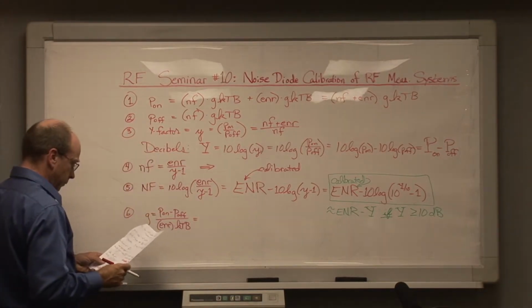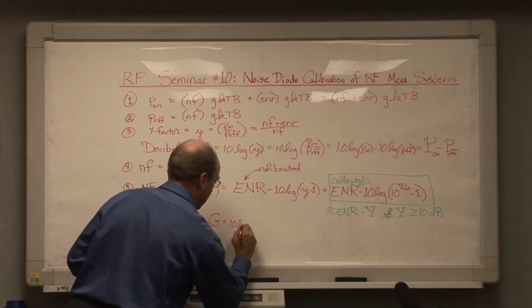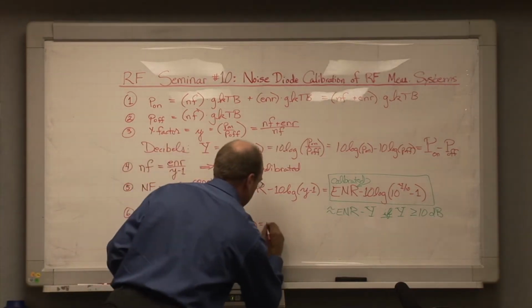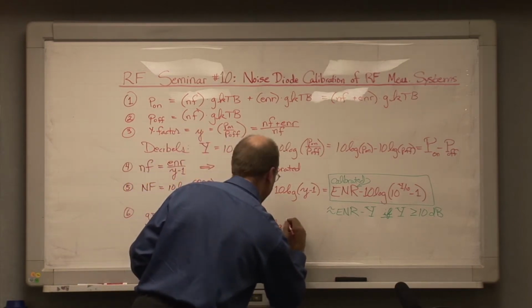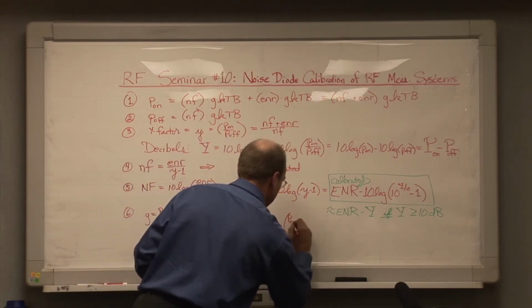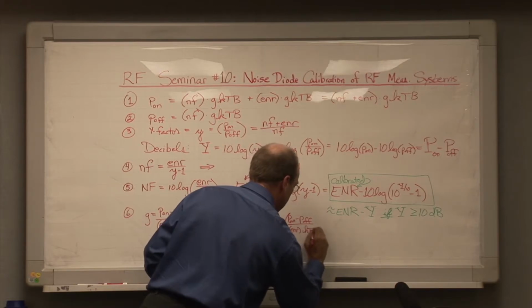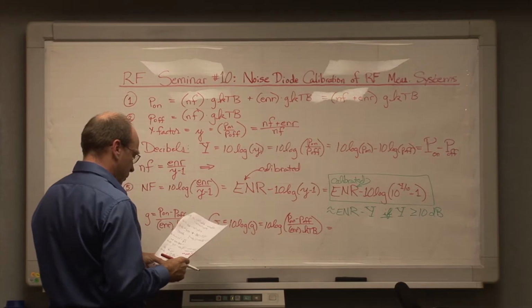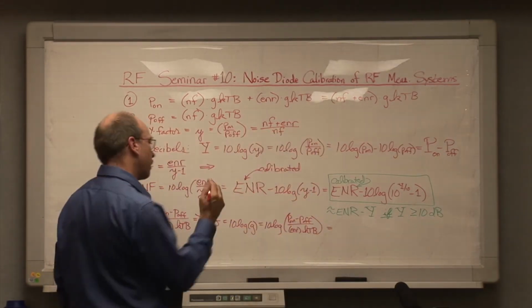And that implies that the decibel gain, which is 10 log of the linear gain G, is just 10 log of (P on minus P off) divided by ENR times KTB, and that's going to be... I was just debating how much I want to write this. I'll go ahead and write it out.